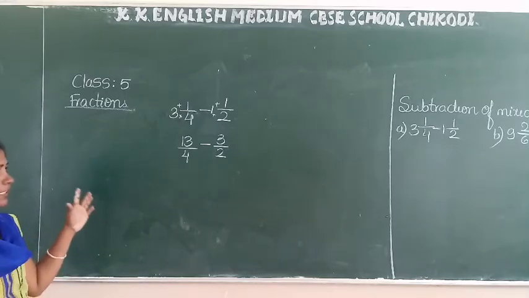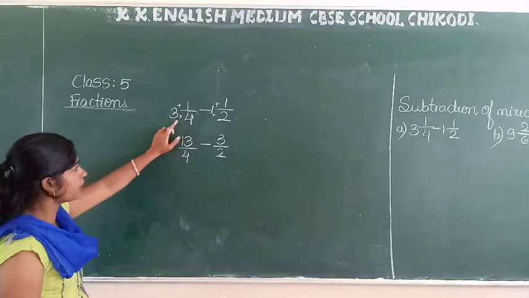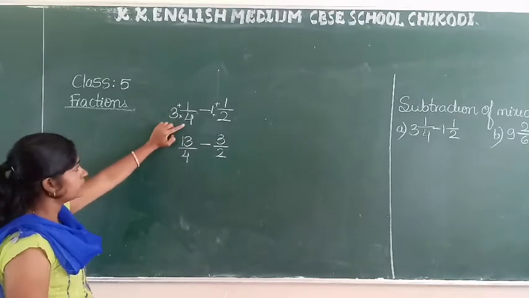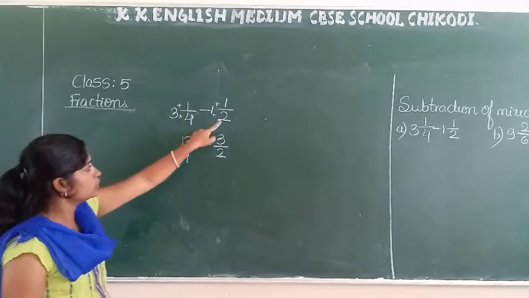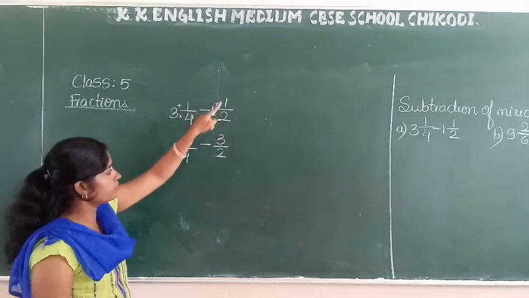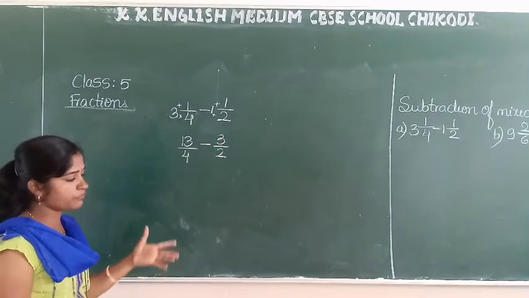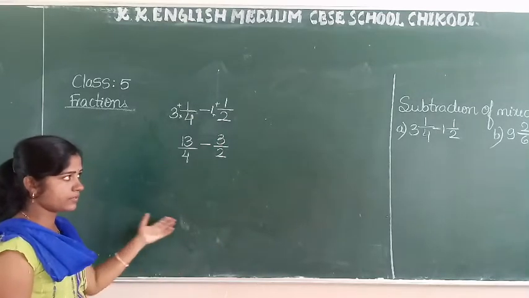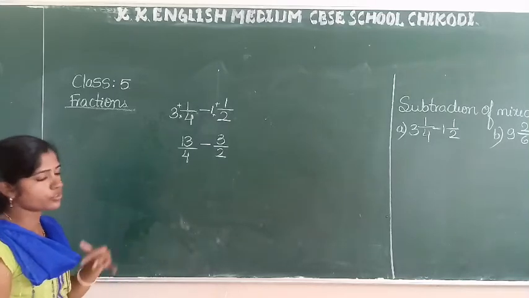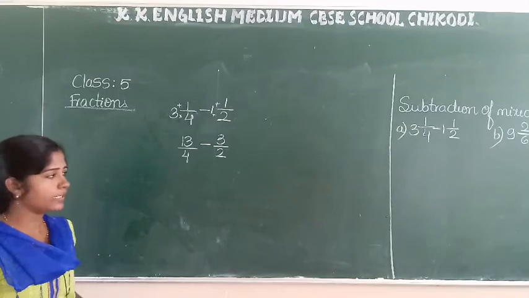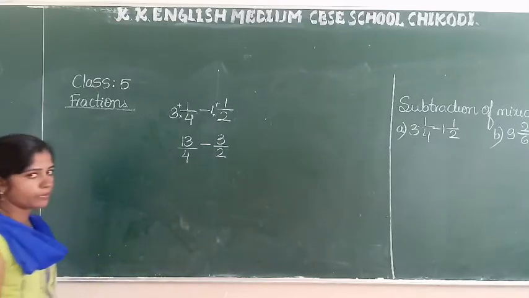When you are converting mixed to improper, first you have to multiply, whatever answer you get, you add. 4 3s are 12. 12 plus 1 is 13. 2 1s are 2. 2 plus 1 is 3. 3 by 2. Now the steps you followed previously, what I solved in the subtraction of unlike fractions, the same procedure you have to follow here also. Okay, then here now they are improper fractions.